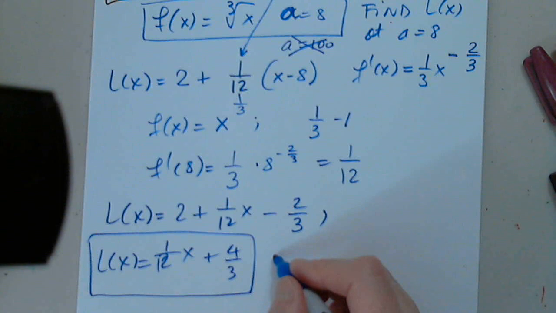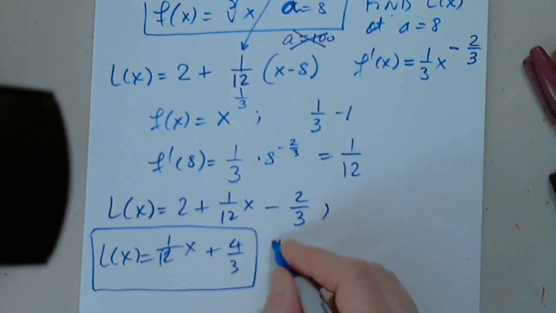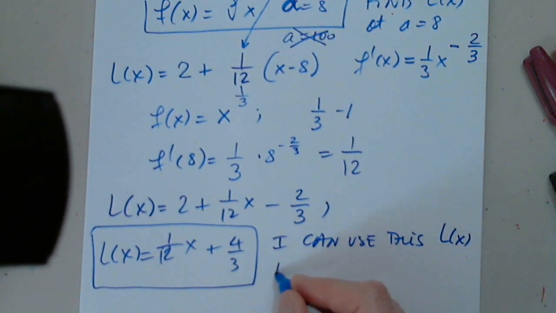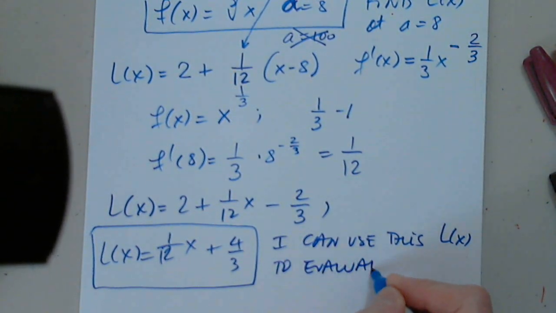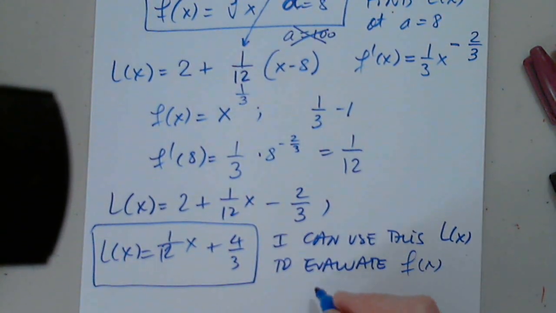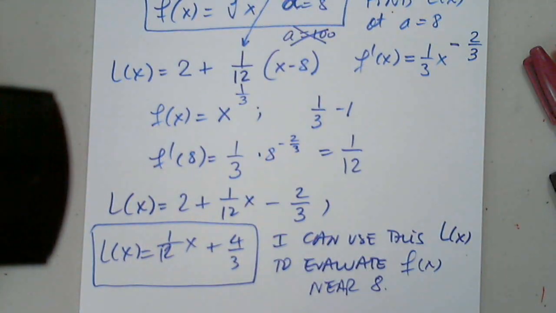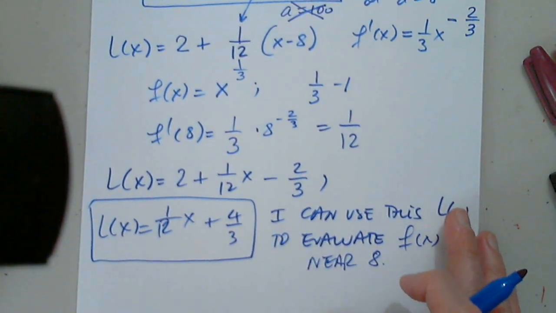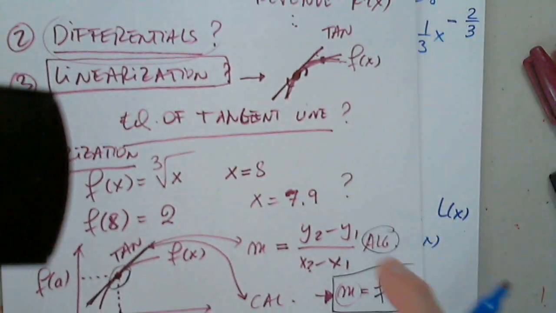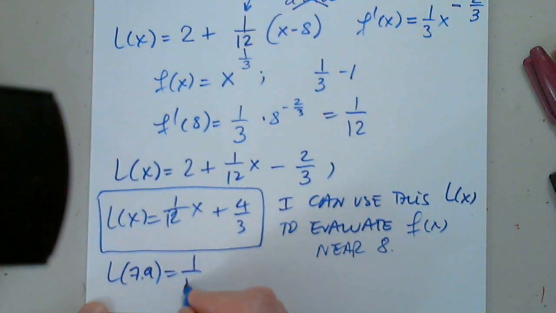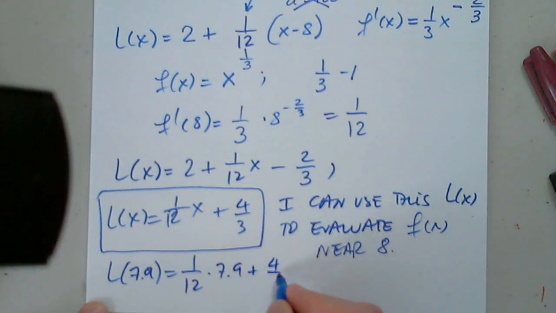I can use this. Maybe I should put this in writing for you. I can use this L of x to evaluate f of x near 8. But we mean near 8, not at 15. So now, coming back to my question, if I plug in here 7.9, instead of plugging in the function, you will see how close we are.